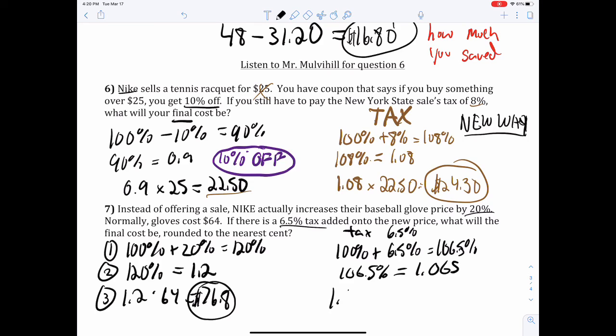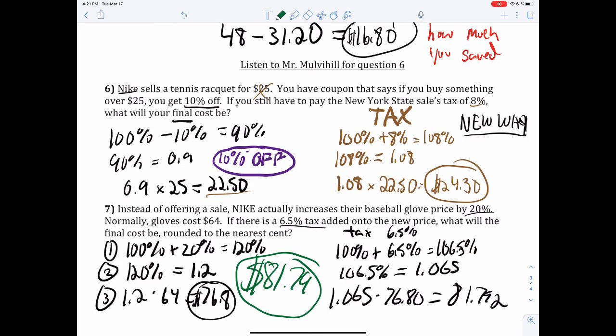And then you're going to do 1.065 times the amount you're taxing, which is 76.80, to get your final answer of 81.792. And if you round that, that will give you $81.79 for the glove.